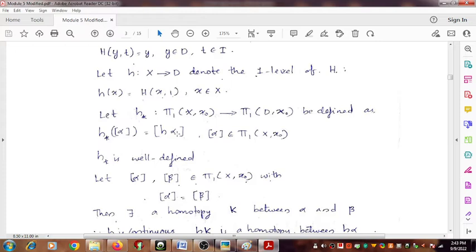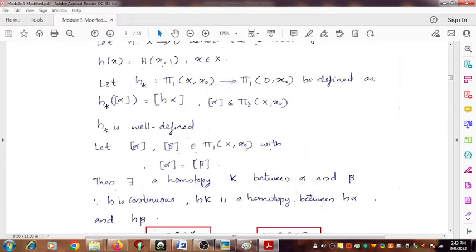h of alpha, because for every loop which is present in x, we have that image, or the action of h on that loop. That will also be a loop, since h is continuous. Since alpha is a loop, then h alpha will also be a loop. And you can verify that h alpha is a loop which is based at y naught. Thus we can define h star of class alpha equal to class of h alpha, for every class alpha belonging to the first group.